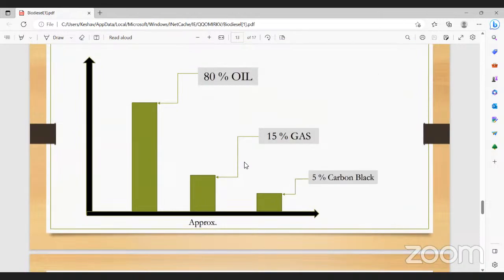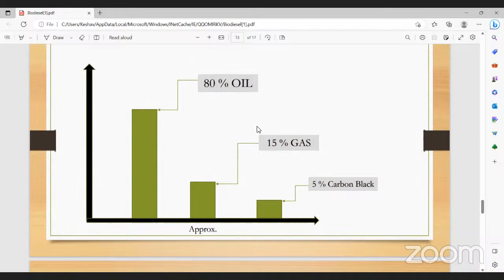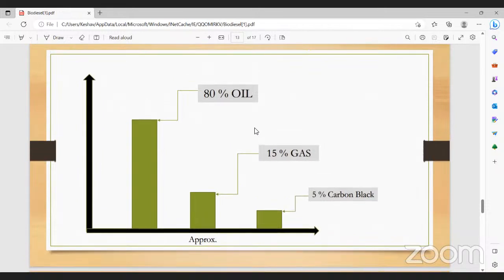Ma'am, when we use plastic and that plastic goes through the pyrolysis process, then in the general case, 80% oil is produced, 15% gas and 5% carbon black. So in the general case, we cannot say that. No, I'm talking about when you say in general, it means almost all plastic has this percentage of content? No, ma'am.